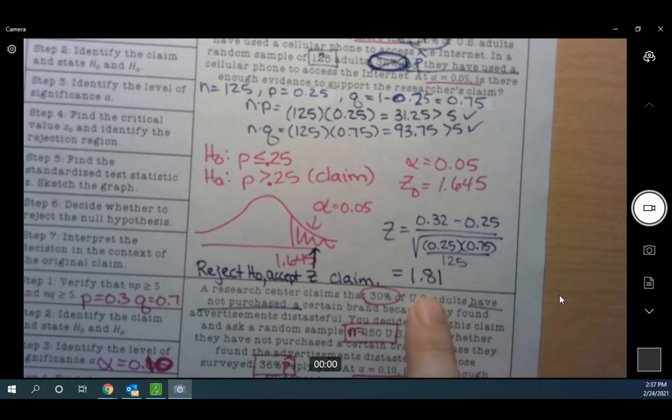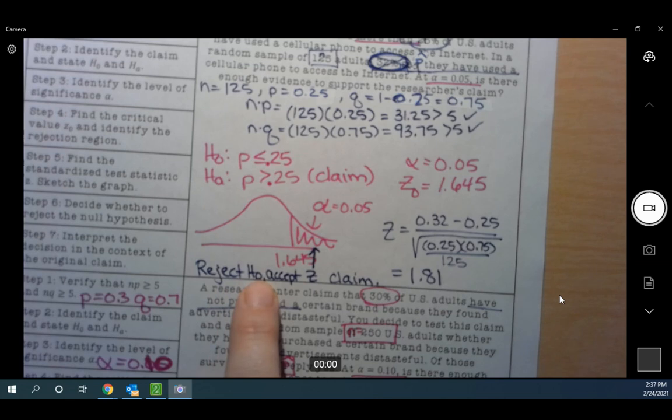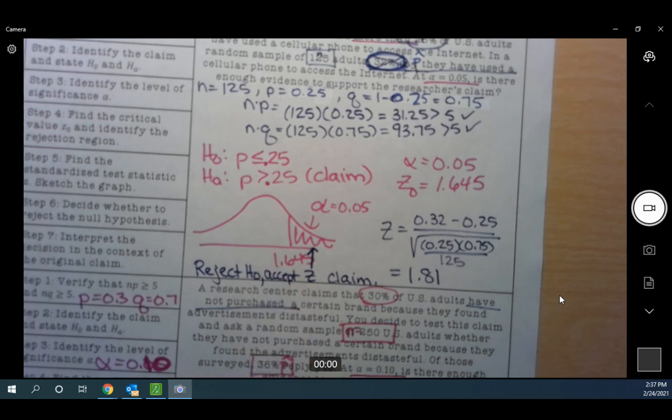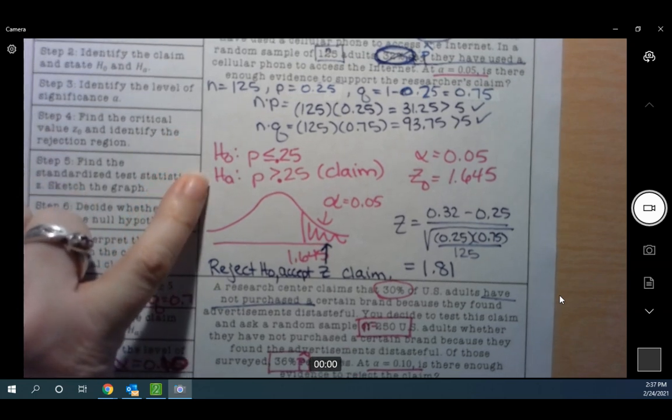And so that Z is 1.81. And as you can see, I pointed to it. Where is that going to be? Well, that would be in the rejection line. So we would reject the HO and support the HA, because if we reject the HO, then that makes the HA true.